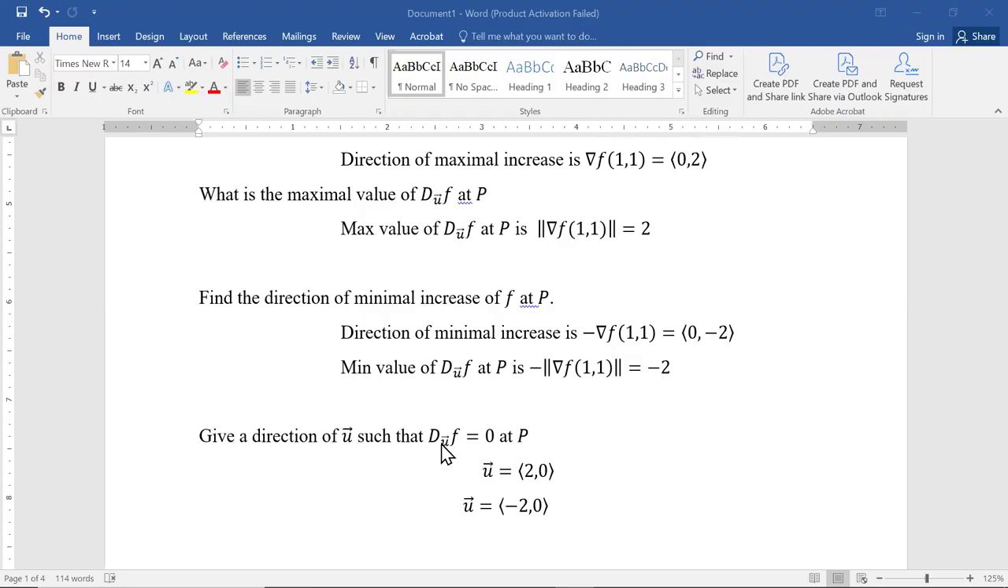And then if I want no change, then I move in essentially the x direction. And I can move either left or right in the x direction to do that. Hopefully all this is making sense.